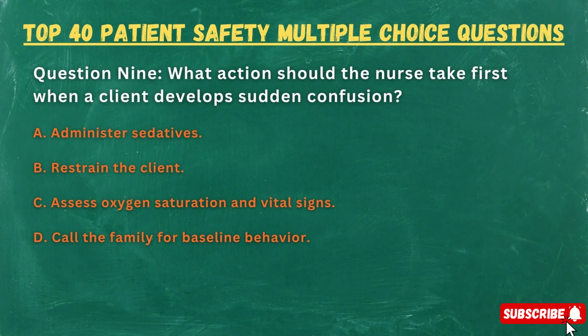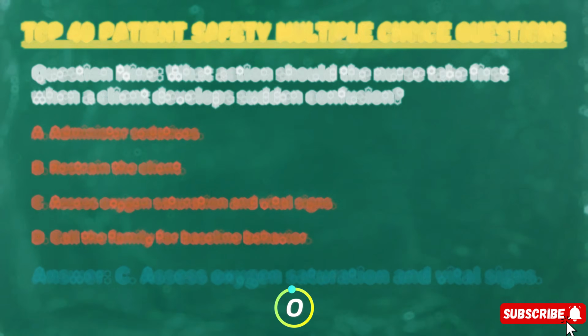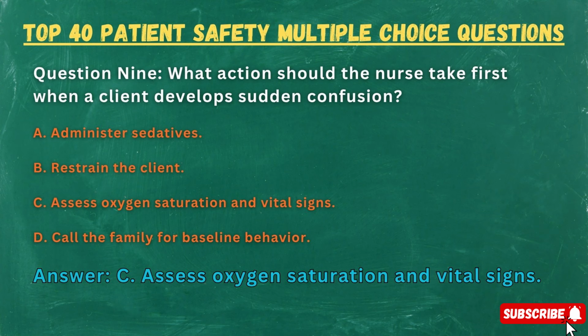Question 9. What action should the nurse take first when a client develops sudden confusion? A. Administer sedatives. B. Restrain the client. C. Assess oxygen saturation and vital signs. D. Call the family for baseline behavior. Answer. C. Assess oxygen saturation and vital signs.